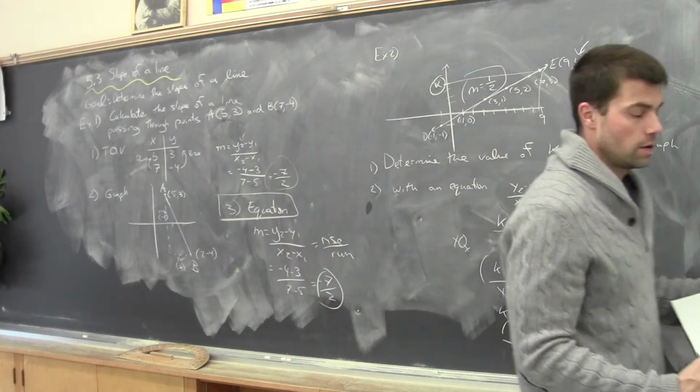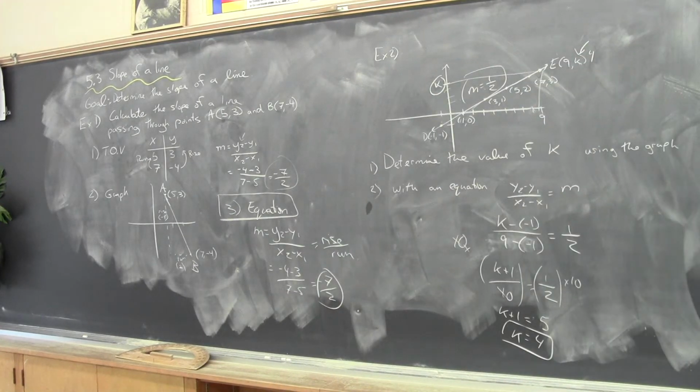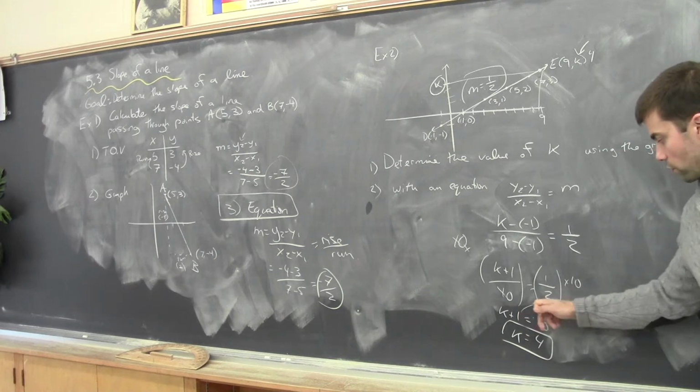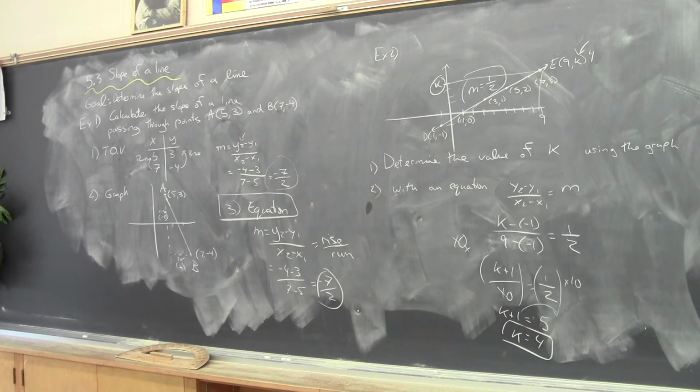Sir, how is it 4? It says plus 1. You move it over. The 1 comes over, 5 minus 1. Okay? Okay.